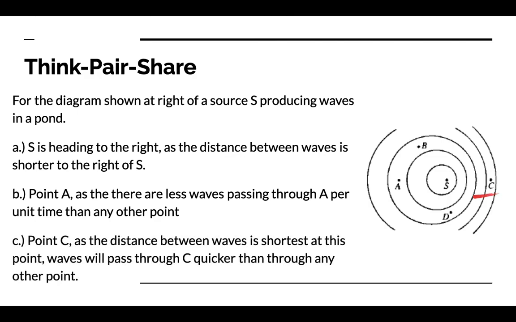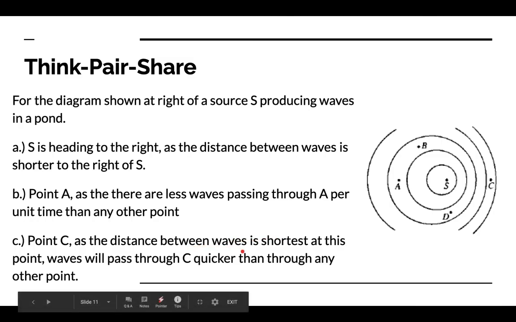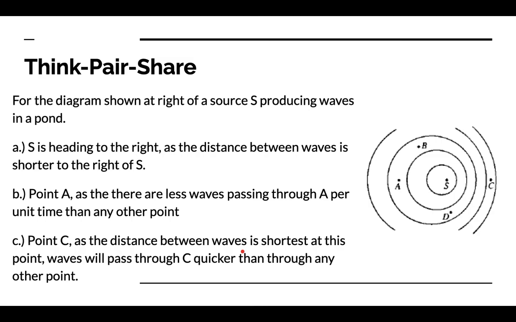And corresponding to that, point C is going to have the lowest period because as the distance between waves is shortest at this point, waves are going to pass through C quicker than through any other point. Again, this distance between S and C is decreasing, so the distance between waves is shortest, corresponding to a decrease in period, meaning that the waves are passing by in a shorter amount of time. And this is our lesson on wave phenomena.